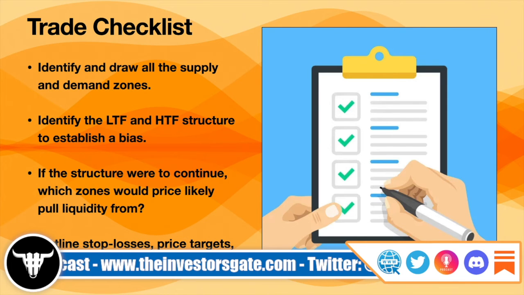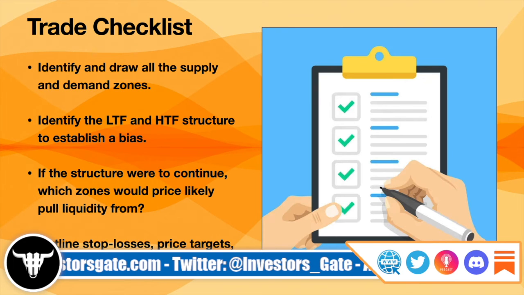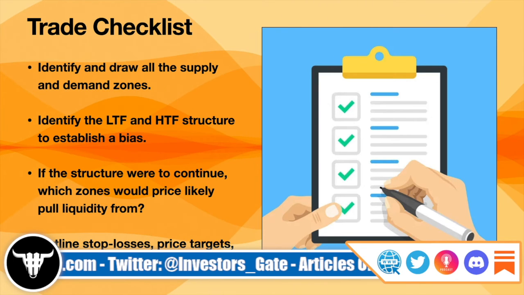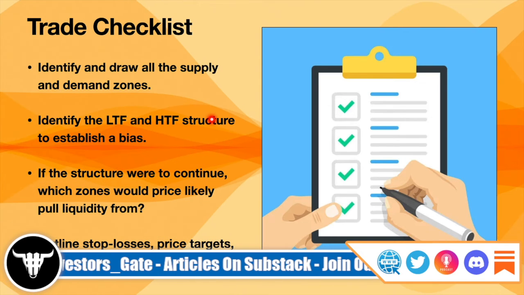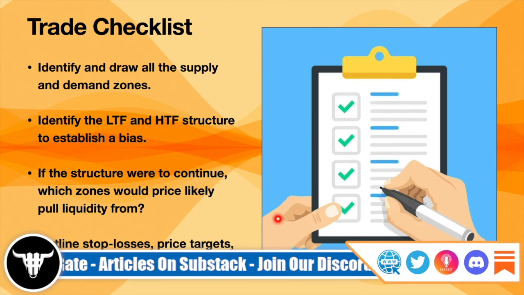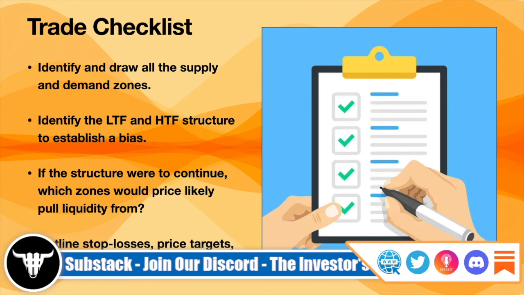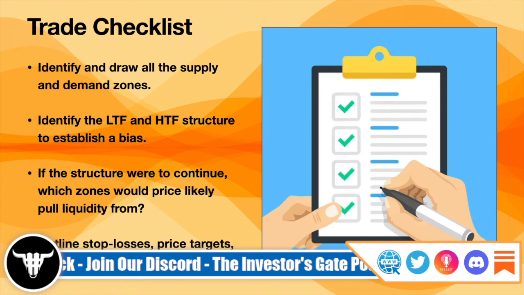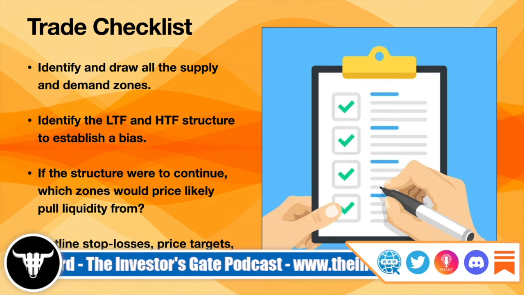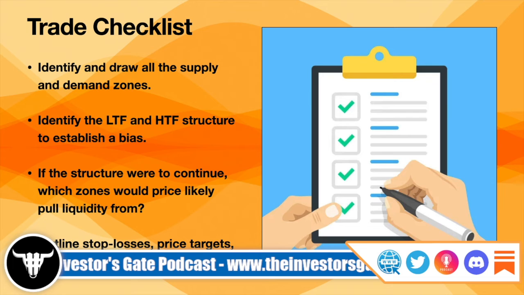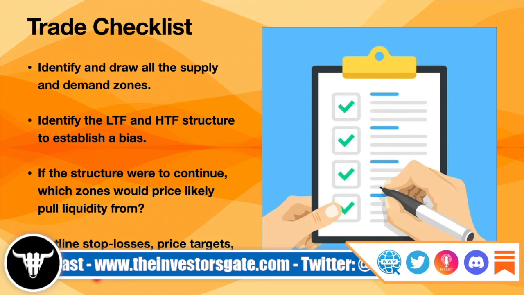So you identify and draw your zones. You identify the structure and establish a bias, and then you look at where your zones are and ask yourself, if that structure were to continue, where would price react? Would it be this demand zone, this supply zone? Doesn't really matter. You just identify it, and those are the levels that you will be focused on the most. Once you find the demand and supply zones that are consistent with structure, you can then outline your stop losses, price targets, and workable risk to rewards. Again, workable. You want to make sure you're taking good risk to reward trades.